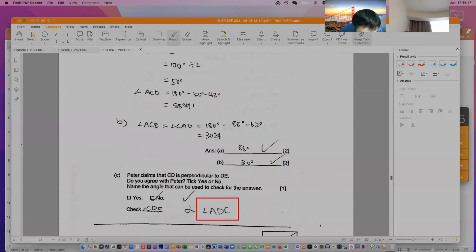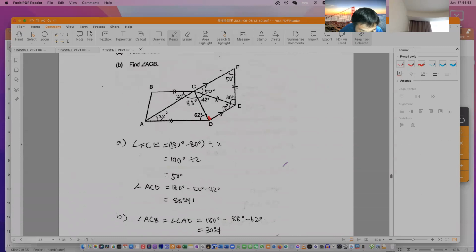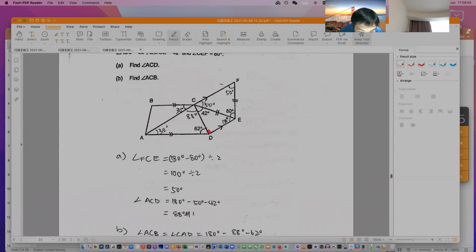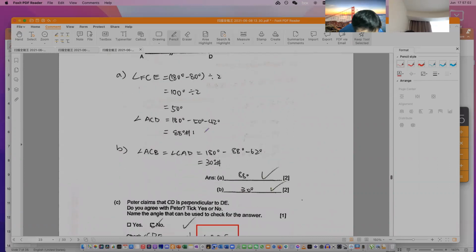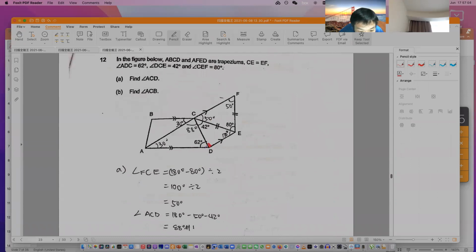So where is ADC? Okay, claim that CD is perpendicular to this. CD is perpendicular to... let me double check. DE. Both can. So basically for CD to be perpendicular to DE, you can use this angle or you can use this angle also.